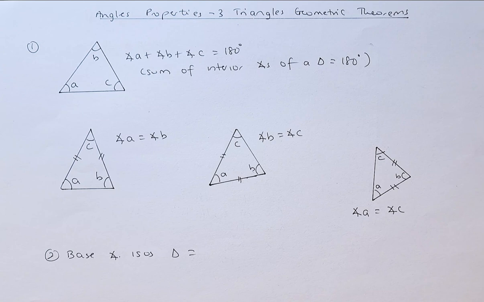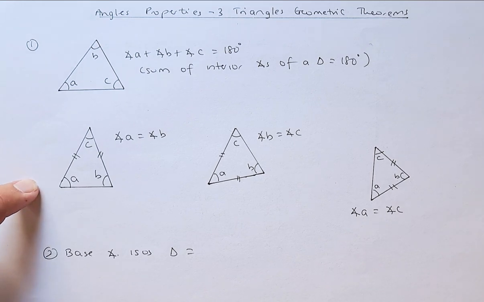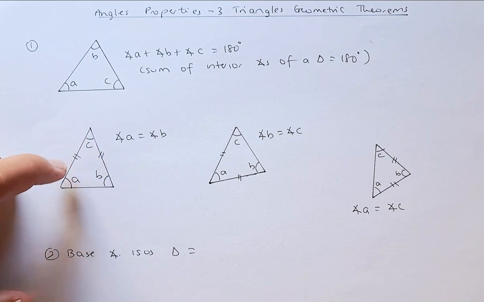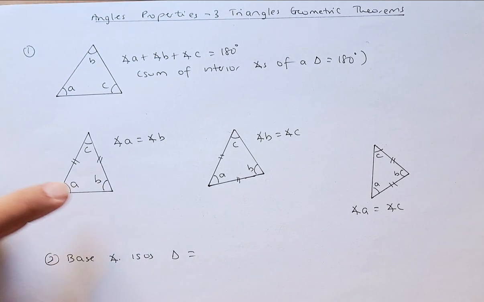That's very straightforward. The second theorem over here is called base angles of an isosceles triangle are equal. An isosceles triangle has 2 of the sides of equal length. So if there are 2 sides that are of equal length, the 2 angles must also be the same. In the first triangle, you see angle A is equal to angle B, the ones opposite the equal sides. The angles are the same. So A is equal to B.